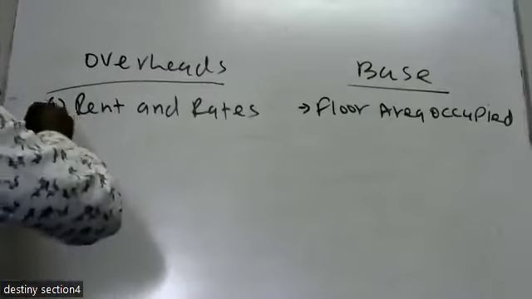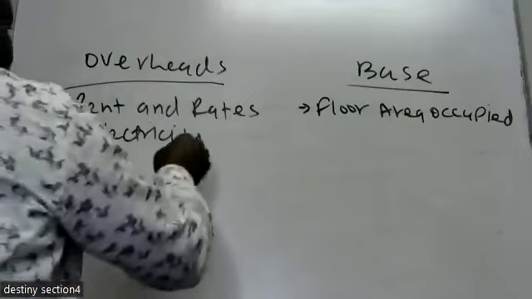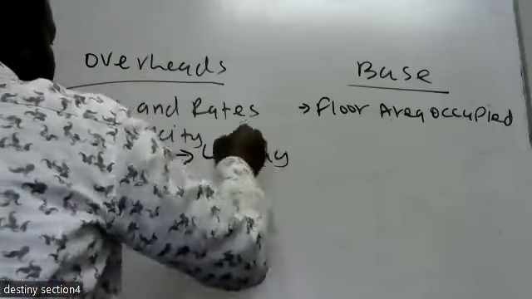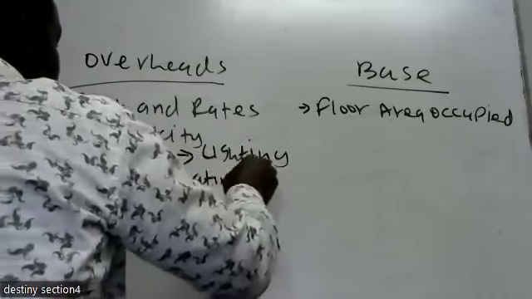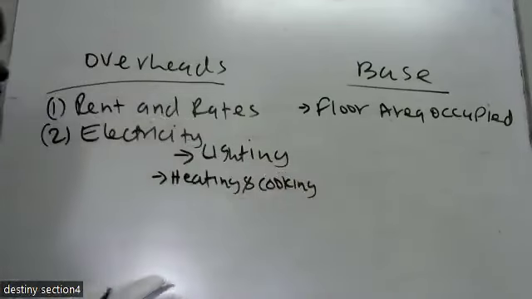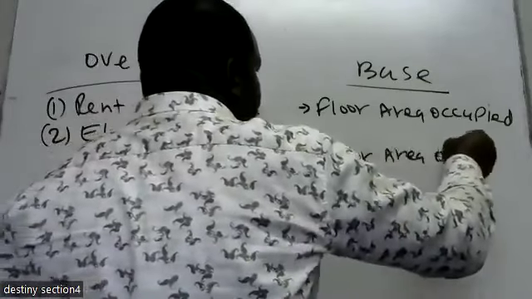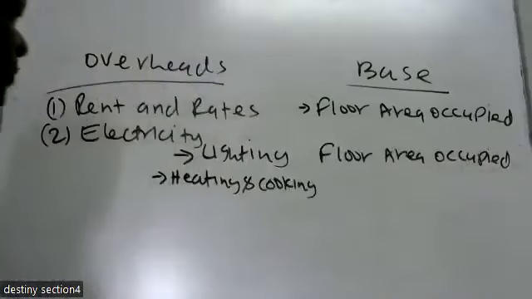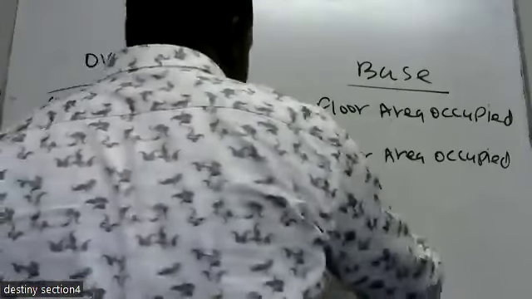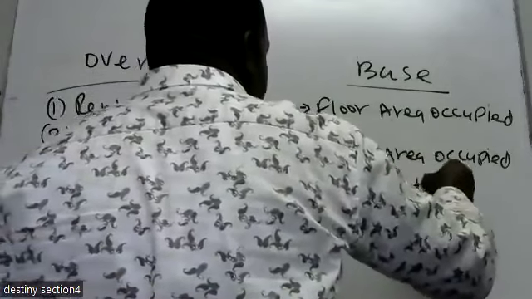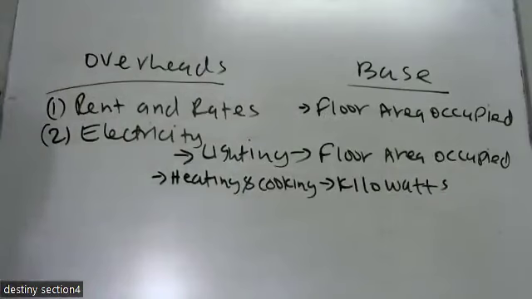Then number two is electricity. Electricity is used in two areas. One of them is lighting, and the other one is heating and cooking. For lighting, we use the floor area of the plant. But for heating and cooking, it is normally measured in terms of kilowatts. You apportion it in terms of the kilowatts. So that is now electricity.